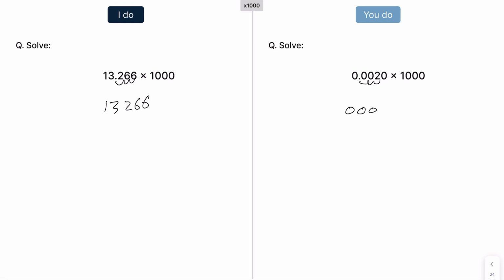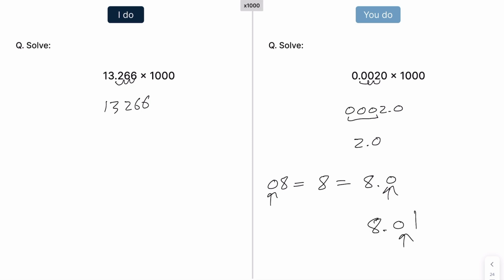So in this case we have 0.002.0. Again, we can ignore these zeros at the front this time. That's the same as 2.0, right? Remember, writing 8 is the same as writing 8.0. And this is the same as writing 08, but generally we don't write the zeros before, and we don't tend to write the zeros after. Now, if this was 8.01, you do not include that 0, okay? Just to make a point of that, you can include it in that case.